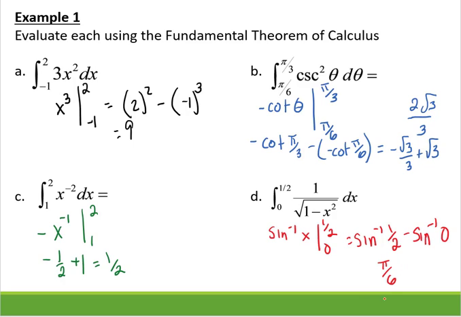So remember what this all means: it means the area under the curve. The area under this curve, 3x squared, from -1 to 2 is 9. The area under cosecant squared, from pi over 6 to pi over 3 is 2√3 over 3. Again, area. I'm going to stop saying it because you guys will get bored.